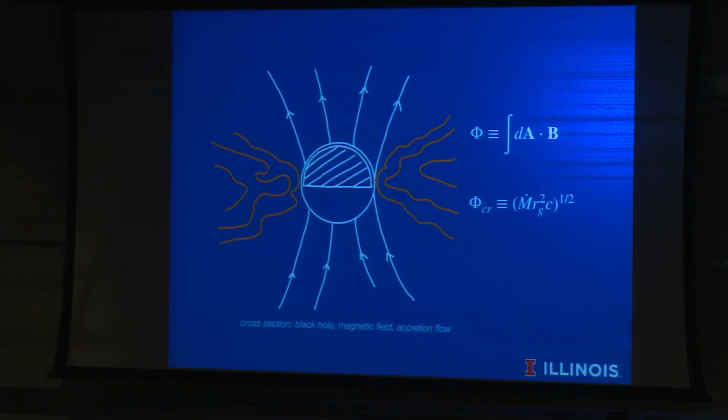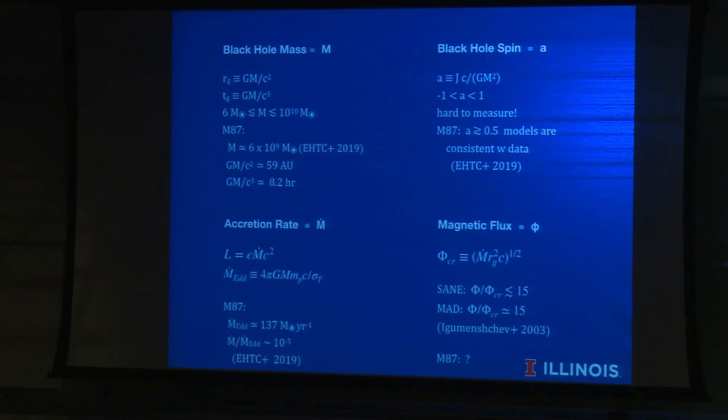All right, so the way this is described in the accretion community is that accretion flows with subcritical magnetic flux are described as SANE, which stands for standard and normal evolution. I give full credit to Ramesh Narayan for this terminology.